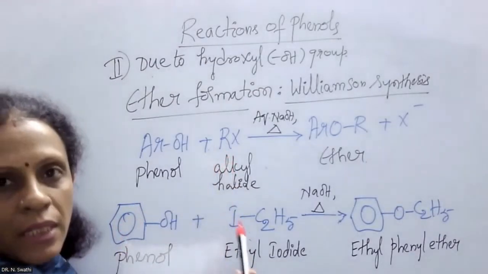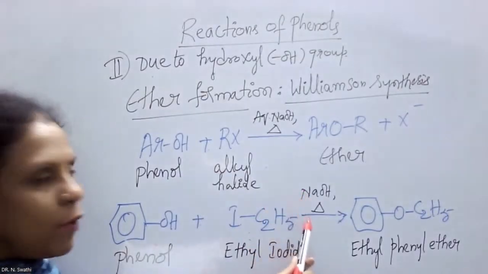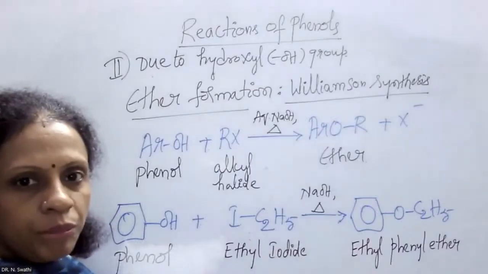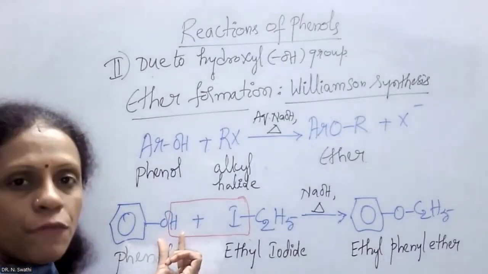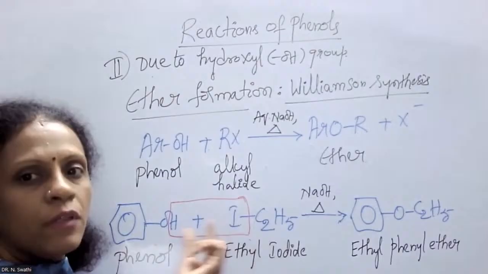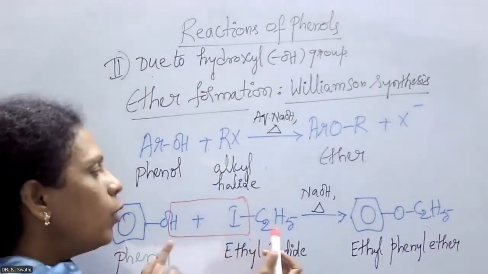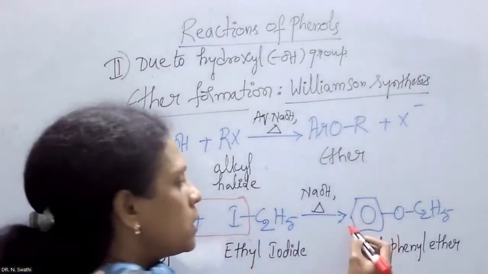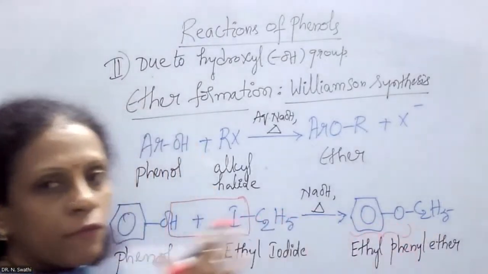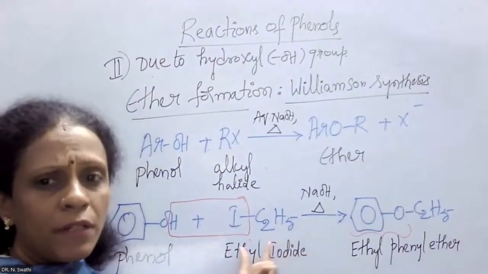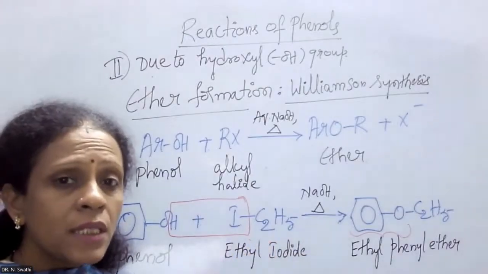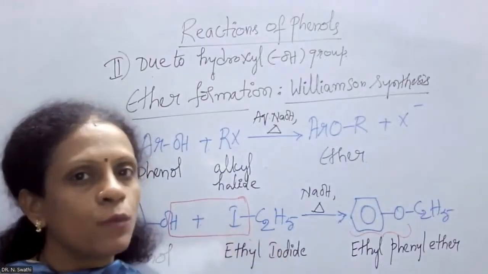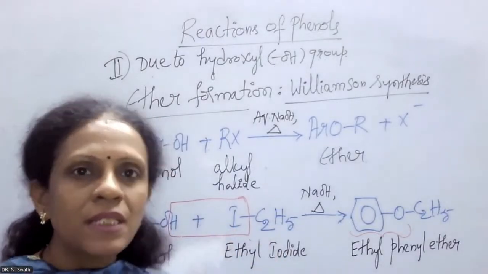When phenol reacts with ethyl iodide in the presence of sodium hydroxide upon heating, there will be formation of ethyl phenyl ether as the product. In this reaction also, hydrogen from phenol and iodine from ethyl iodide will be removed during the reaction, and that is how the ethyl group will be transferred to the oxygen of the phenol. This C6H5O part is obtained from the phenol structure, and this is the ethyl group obtained from ethyl iodide. This is how ethers will be formed due to the reaction between phenols and alkyl halides in the presence of aqueous alkali. This reaction is known as Williamson synthesis.